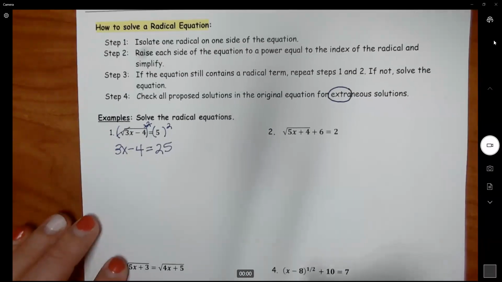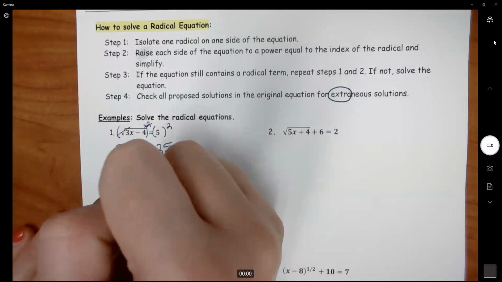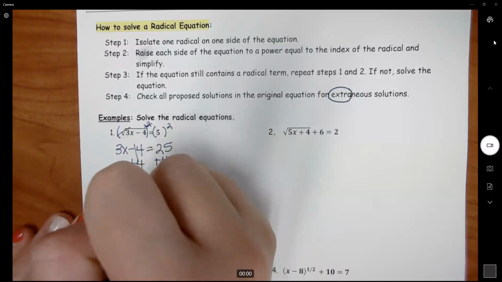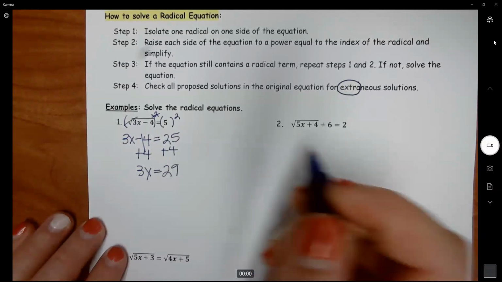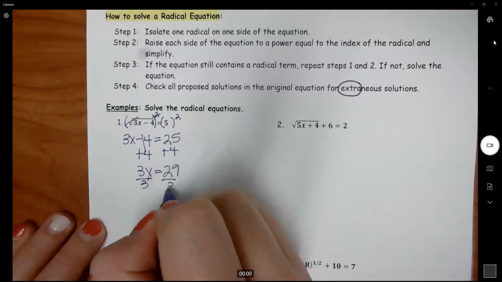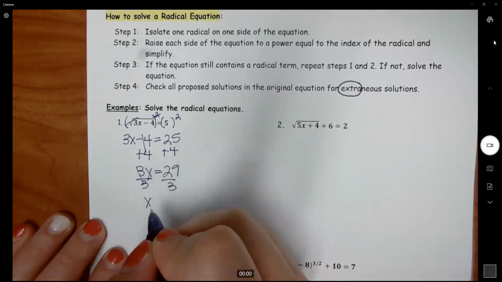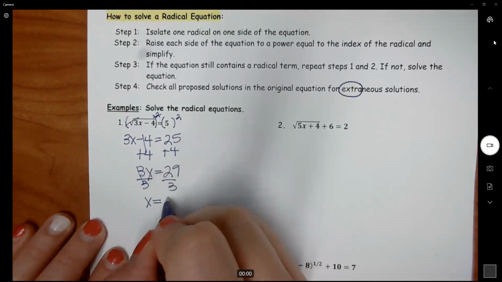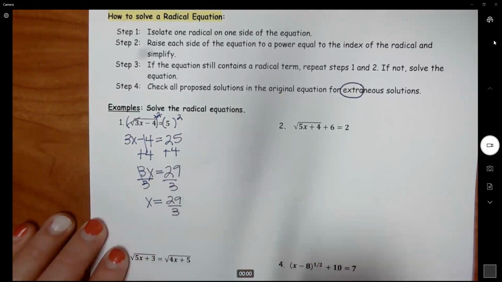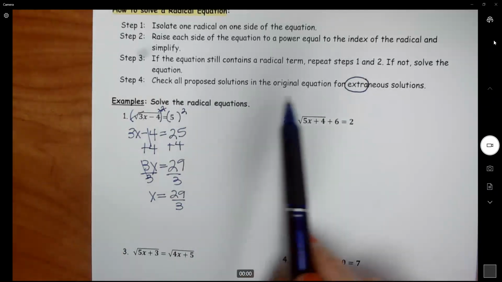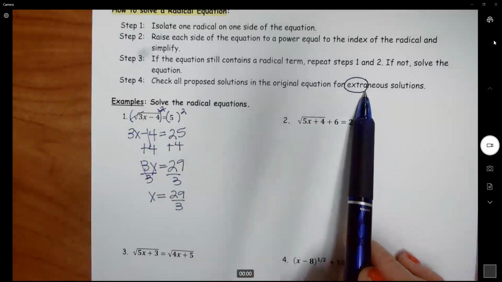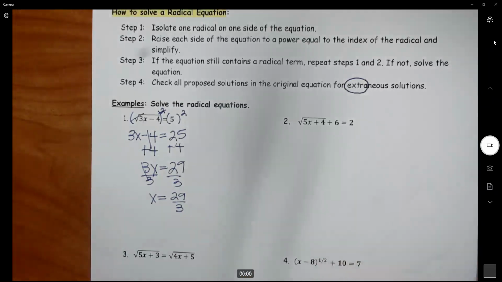And now just solve like normal. We're going to add 4 and we get 29. Then divide by 3, and we get x equals 29 over 3. Now, before I box it, circle it, whatever, you have to check it for extraneous solutions.